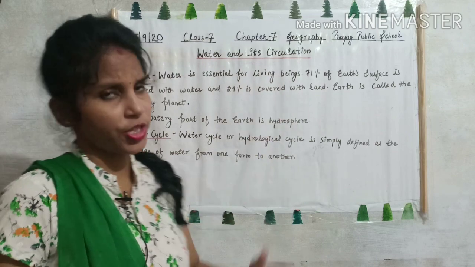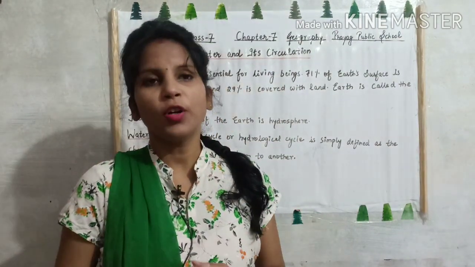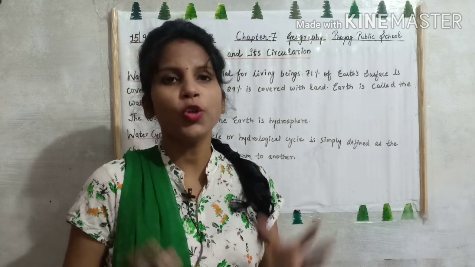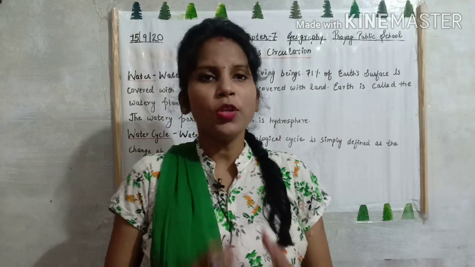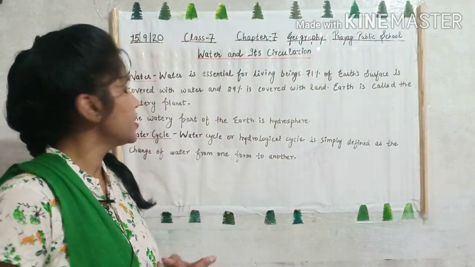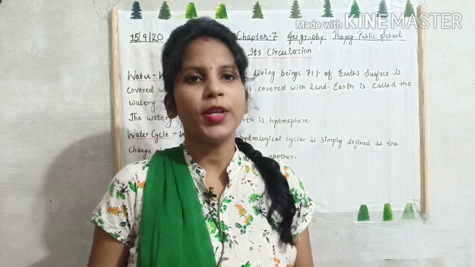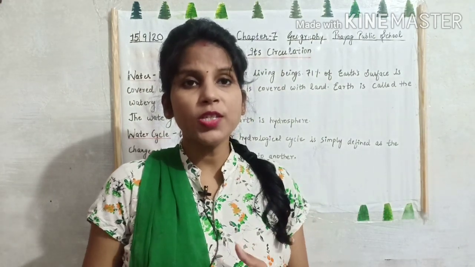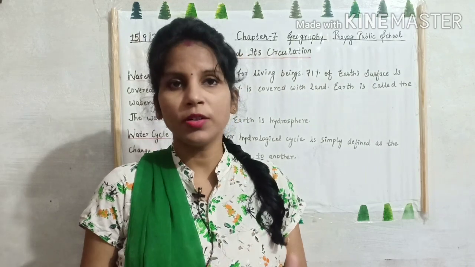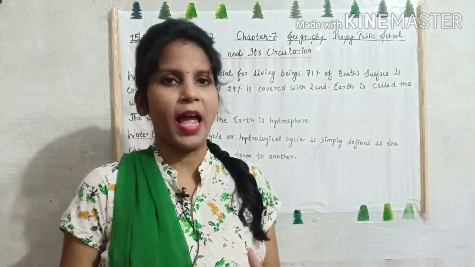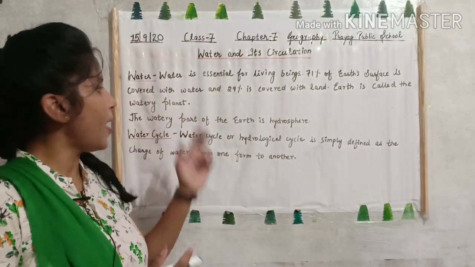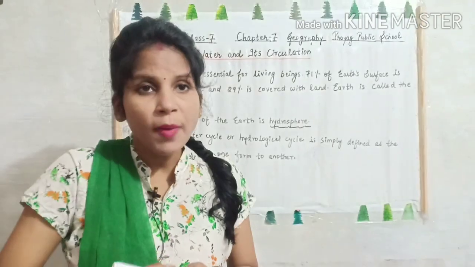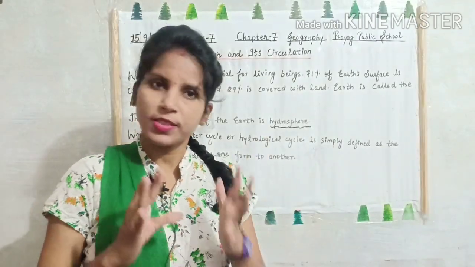Water and its circulation. As we all know, water is important for every living being, whether plants, animals or human beings. We know 71% of the earth's surface is covered with water and 29% is covered with land. Because of the presence of water, earth is called a watery planet or the blue planet. And the watery part of the earth is called the hydrosphere.